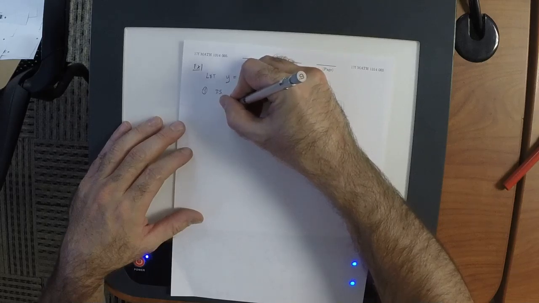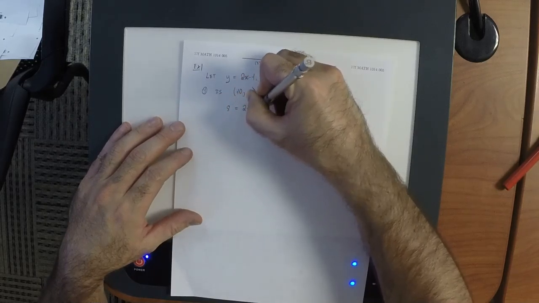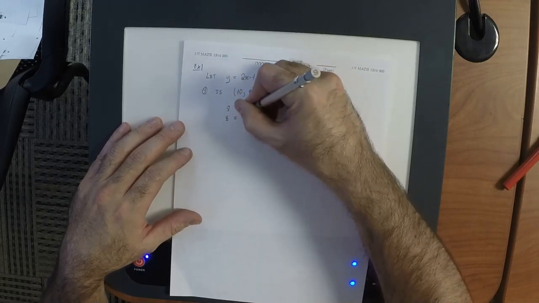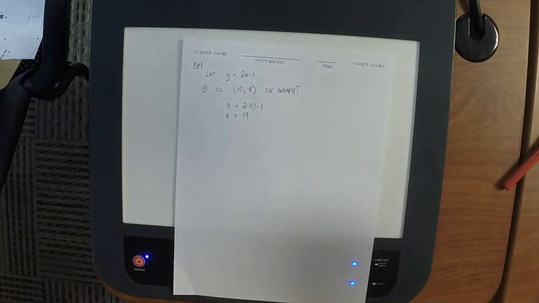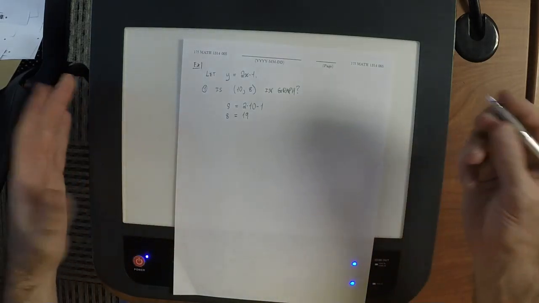Okay, so the question is, well, we plug in that. 8 is 2 multiplied by 10 minus 1. Well, that's 8 is equal to 19. So what's the answer to the question? Is 10, 8 in the graph? It is not.